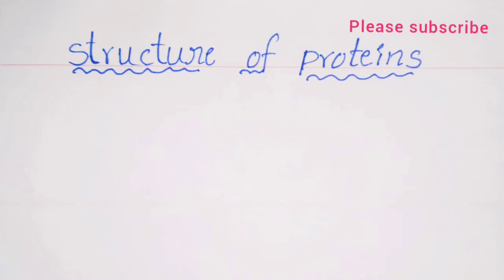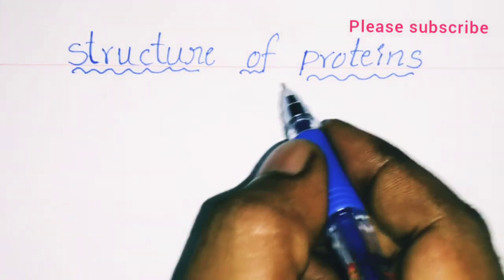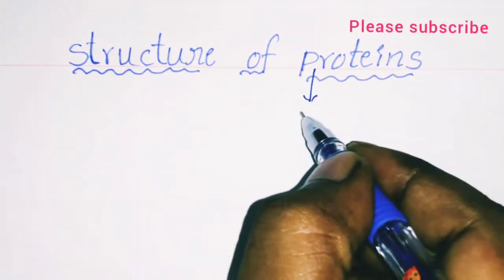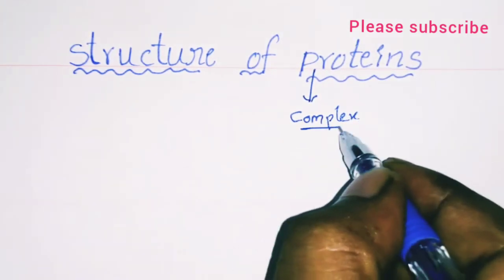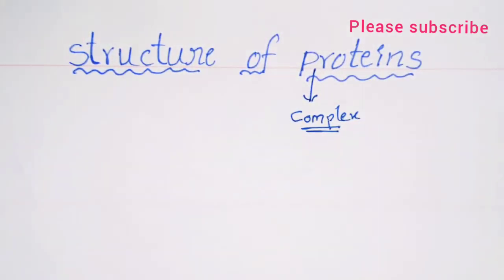But do you know what the structure of the proteins is? It is a very complex structure. That means we cannot easily study the structure of the proteins. Everyone should remember the structure of the proteins is complex. It is very difficult to understand the structure. So that's why the structure of the proteins we can study at 4 different levels.